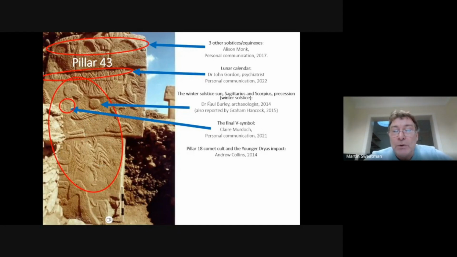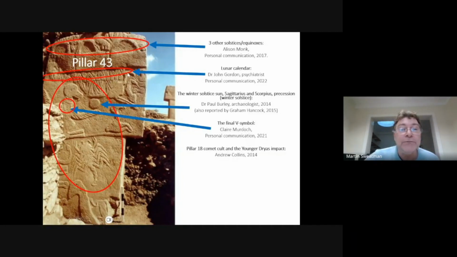So this whole scheme, this interpretation, was started by Dr. Paul Burley, who is an archaeologist. He suggested an interpretation for the sun and these two constellations, these two animal symbols, and a date using precession, although he thought it was the winter solstice and therefore arrived at a different date.